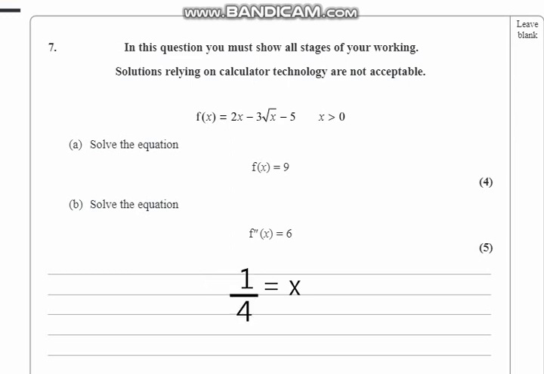That's our B part done. 5 marks and 4 marks, a 9 mark question, solved very easily.